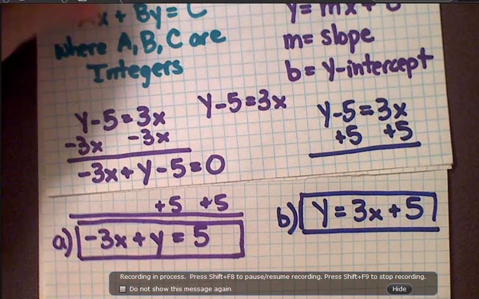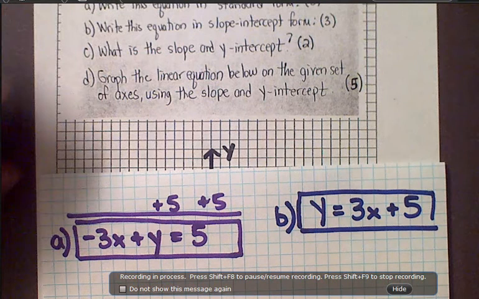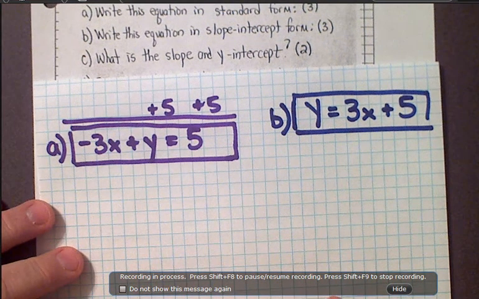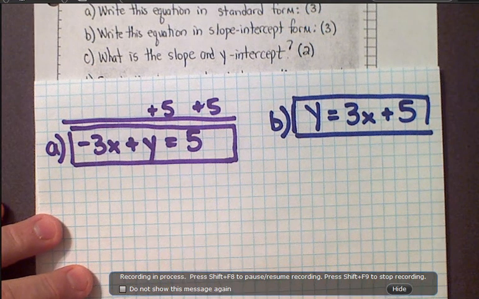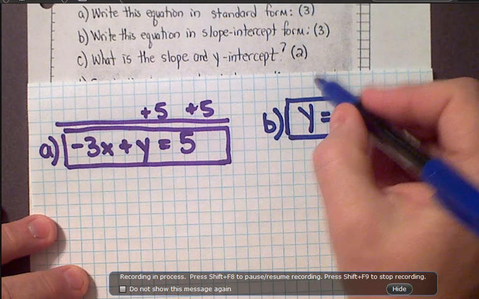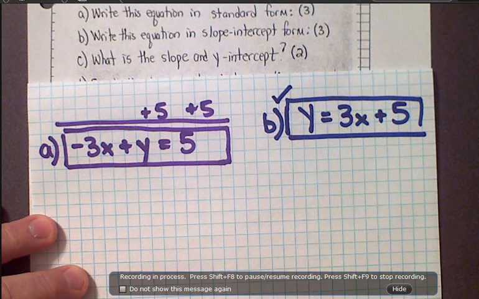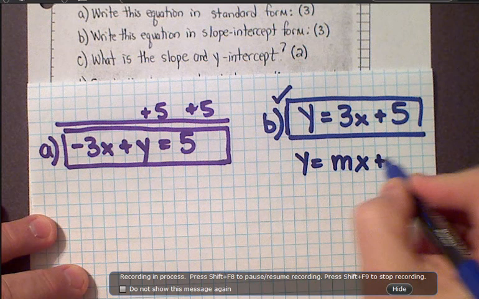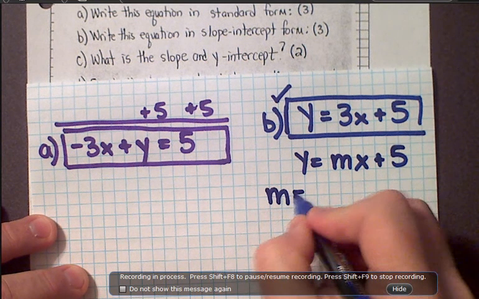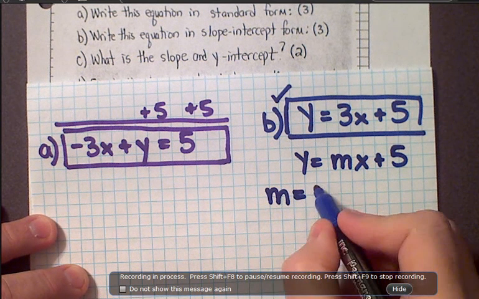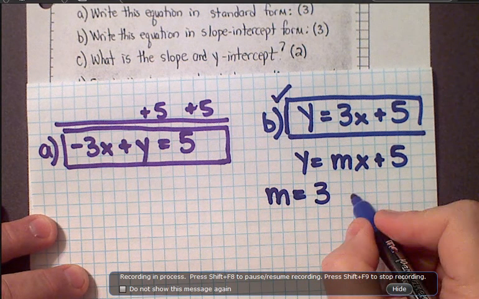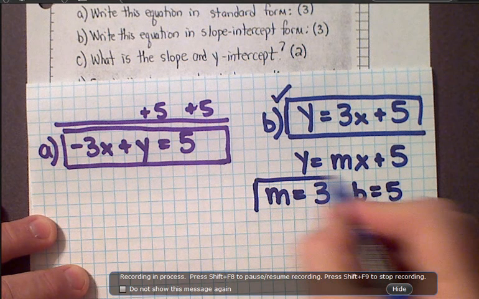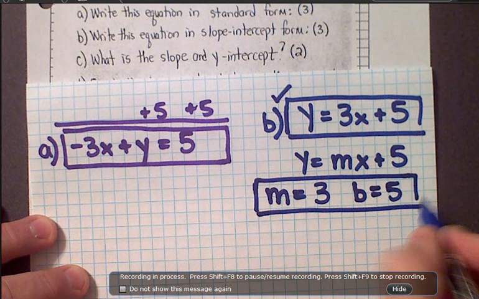Moving on now to part C of the quiz, which was find the slope and y-intercept. Well, if we were looking for the slope and y-intercept, we would start with the answer we got from part B, because that is already in slope-intercept form. The slope of my line would just be the number in front of my x value, which is 3. And the y-intercept, the b, would be 5. And there's my answer for part C.